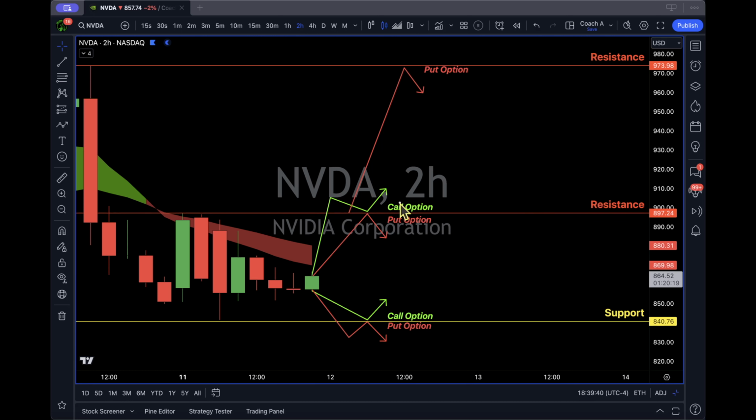Okay. So let's look at NVIDIA. NVIDIA has been a monster so far. It did take a big dip, guys. Okay. I mean, we're talking about $100 or more. But NVIDIA is staying strong.